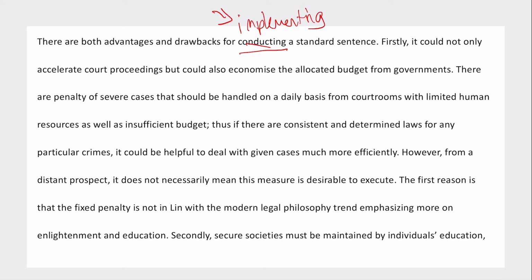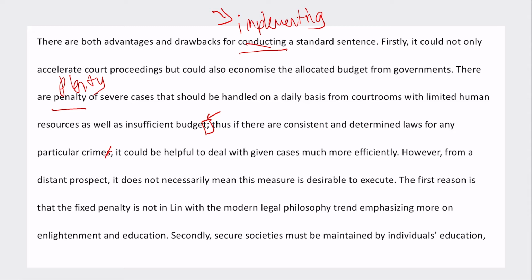"Firstly, it could not only accelerate court proceedings, but could also economize the allocated budget from governments. There are a penalty of severe cases should be handled on a daily basis from courtrooms with limited human resources as well as insufficient budget." I think they're trying to say "plenty" here: there are plenty of severe cases that should be handled on a daily basis from courtrooms with limited human resources as well as insufficient budget. "Thus, if there are", nice semicolon, I see you there, "consistent determined laws for any particular crime, it would be helpful to deal with given cases much more efficiently."